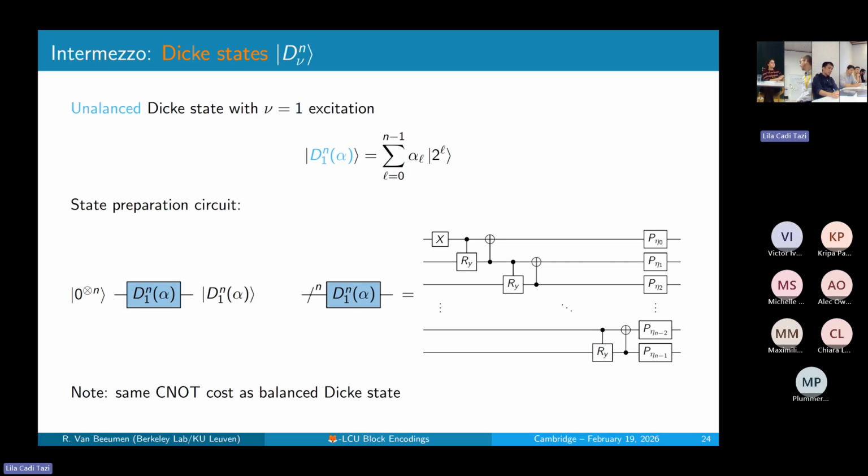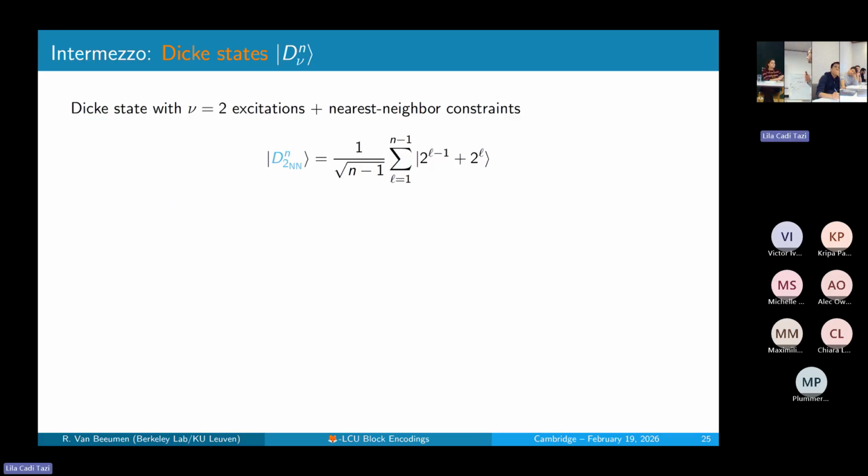And we have a simple formula, it's in the paper, for how to compute these angles, so that we can do all of it classically, of course.